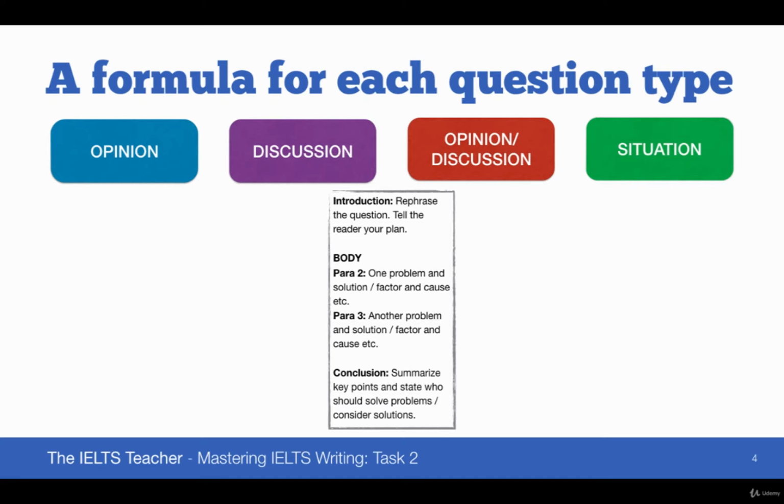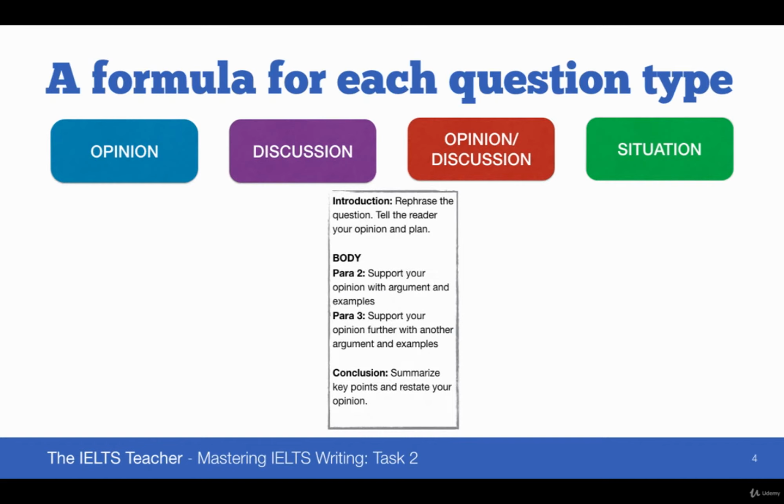Which question type does that match? The third structure: rephrase the question, tell the reader your opinion and plan. In the first body paragraph, support your opinion with an argument and examples. In the second body paragraph, support your opinion further with a different argument and examples for that argument. In the conclusion, summarize the key points and restate your opinion.